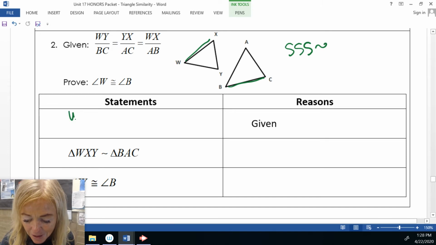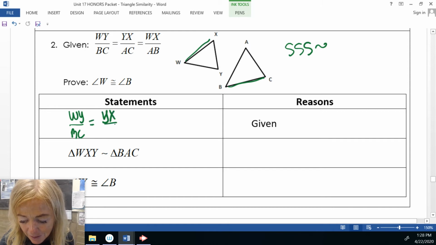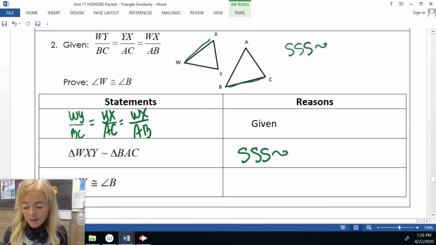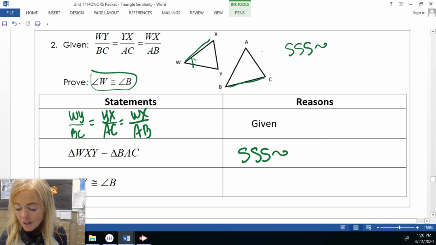So we can say as our statement, WY over BC is equal to YX over AC is equal to WX over AB, and that's our given. And that basically says all the sides are proportional, and because all the sides are proportional, triangle WXY is similar to triangle BAC by side-side-side similarity. And what we're asked to prove are these two corresponding angles, angle W and angle B, are congruent.